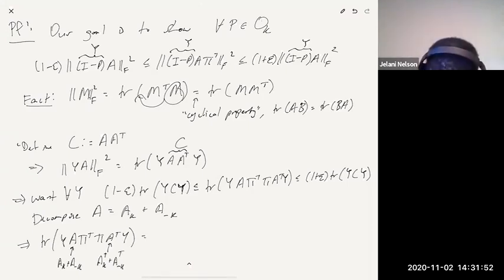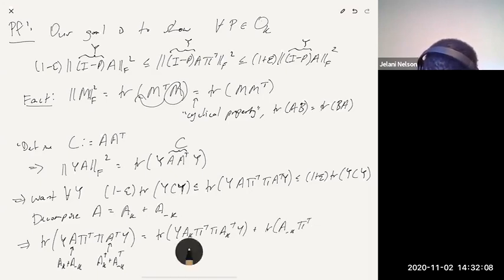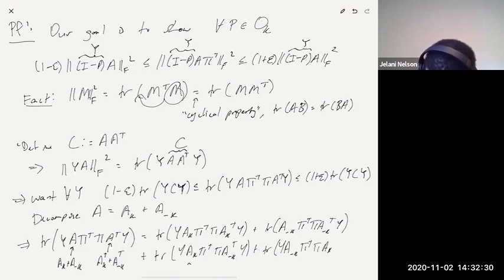And it's going to look something like the trace of Y AK pi transpose pi AK transpose Y plus the trace of A minus K pi transpose pi A minus K transpose Y. And then I get the cross terms: plus the trace of Y AK pi transpose pi A minus K transpose Y, plus the trace of Y A minus K pi transpose pi AK transpose Y.